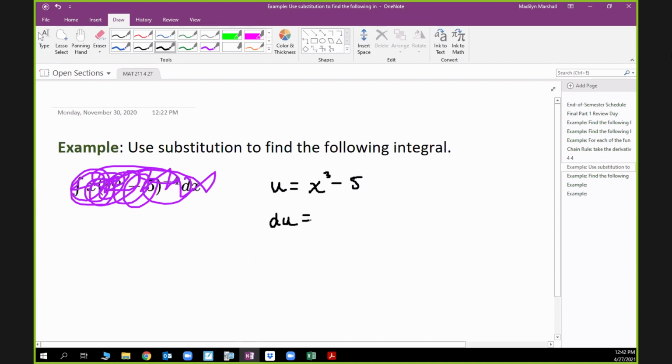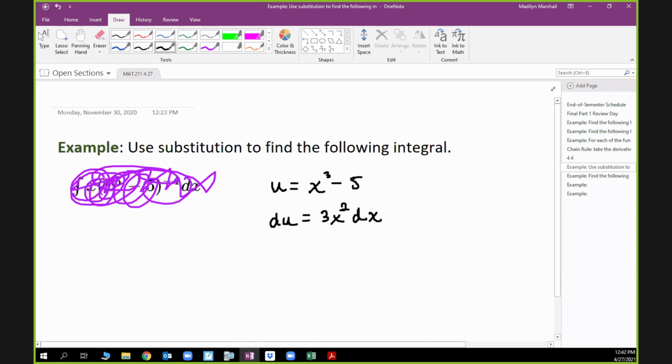3x squared. 3x squared, exactly. 3x squared, and there's one little thing missing here. Plus c? No, dx. Yeah, exactly. So that is important because when we're matching what we have in our u and du with the original integral, we need to be able to match all parts. So that du always comes from the u.